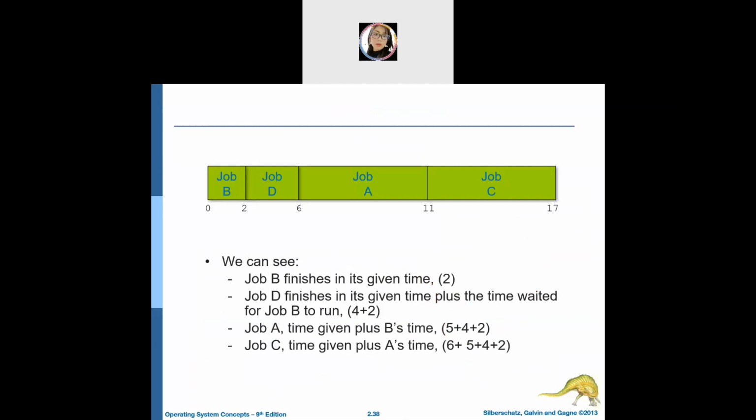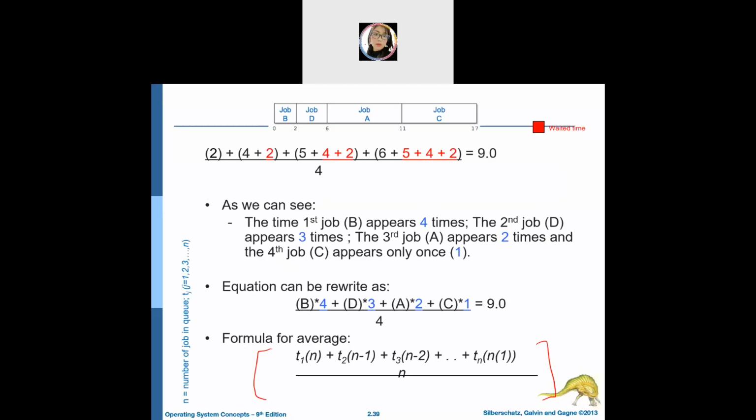After that, you have the first job, which is B. It's going to appear 4 times. Why does it appear 4 times? If you want to do job D, you need to do job B first. If you want to do job A, you need to do job B first. If you want to do job C, job B will be done first. And you also want to do job B itself. That's why it's mentioned four times.